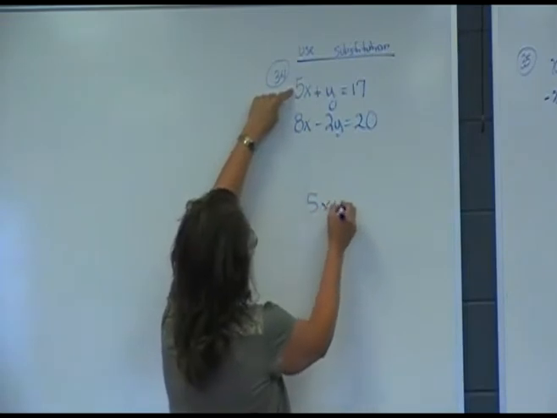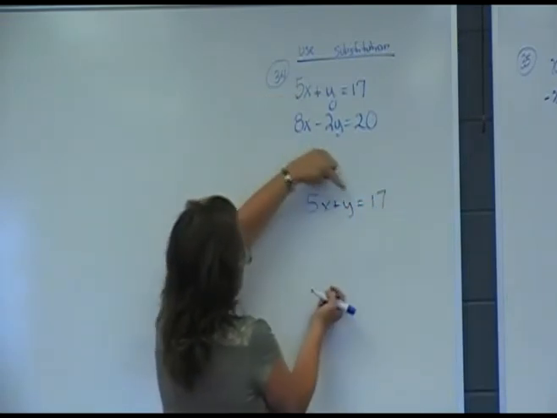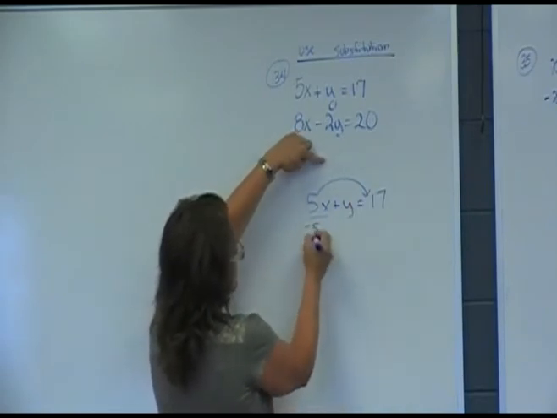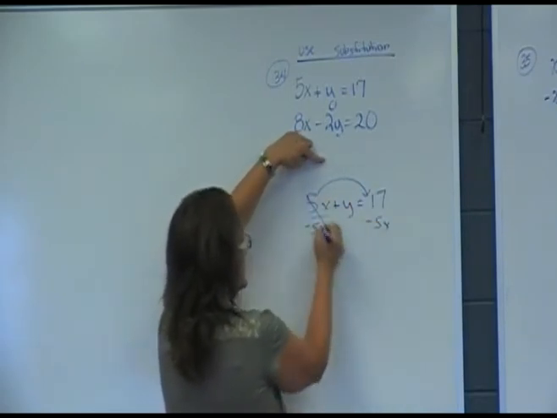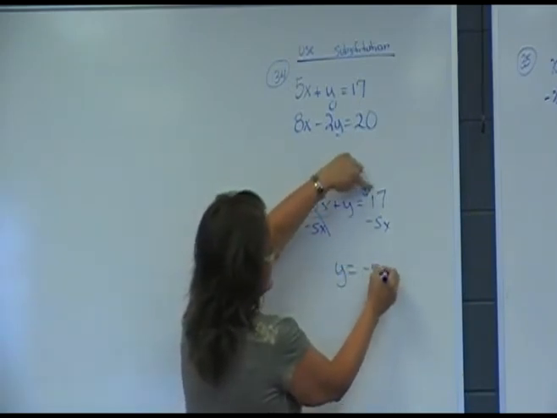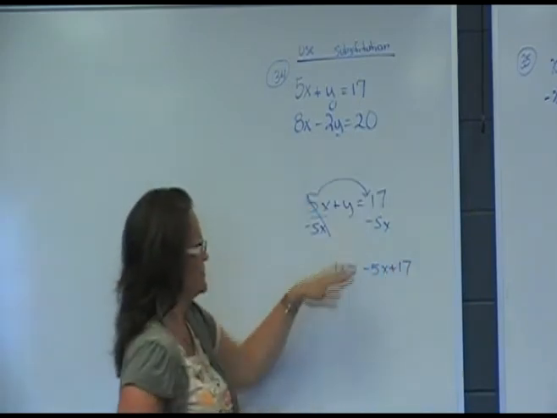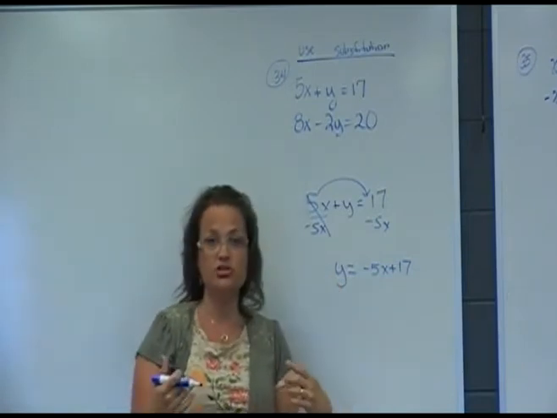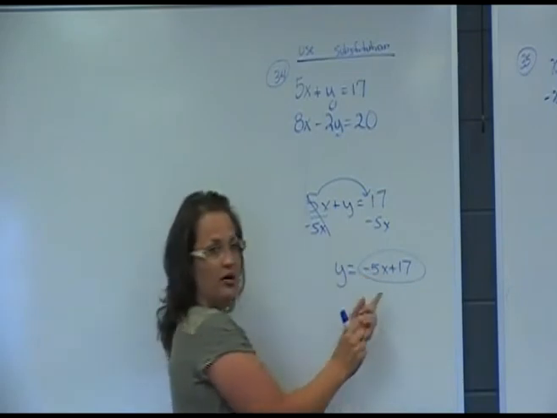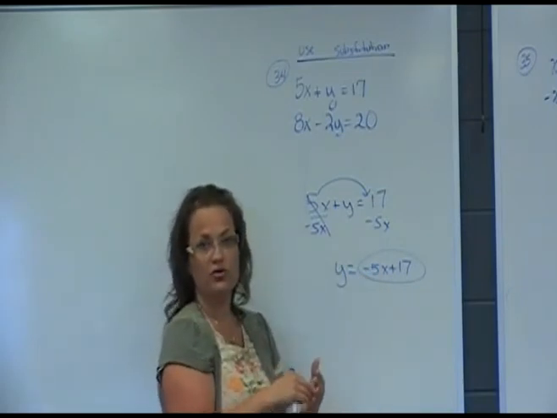So 5x plus y equals 17. To solve for y, I just need to subtract 5x from each side. Now y is solved for: y equals negative 5x plus 17. The reason it's called substitution is that now you take that value, what y equals, and you substitute it in for the y in the other equation.